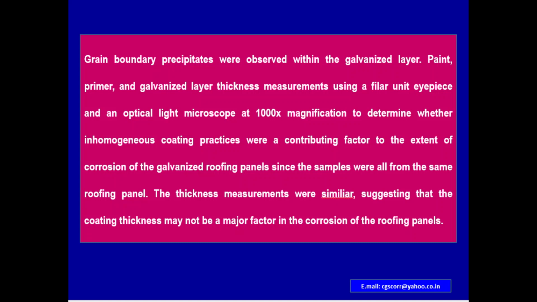Further, grain boundary precipitates were observed within the galvanized layer. Paint, primer and galvanized layer thickness measurements were made using a filar unit eyepiece and an optical light microscope at 1000 magnification to determine whether inhomogeneous coating practices were a contributing factor to the extent of corrosion of the galvanized roofing panels. Since the samples were all from the same roofing panel, the thickness measurements were similar, suggesting that the coating thickness may not be a major factor in the corrosion of the roofing panels.